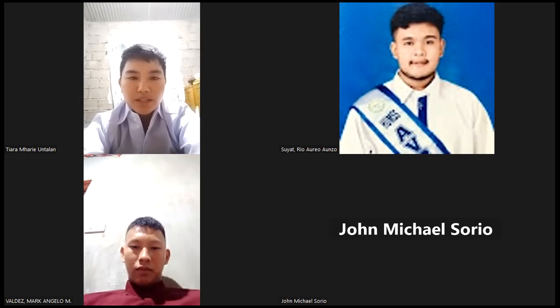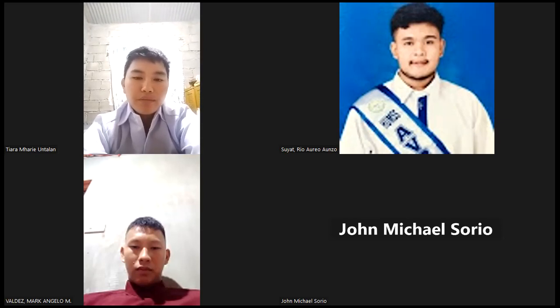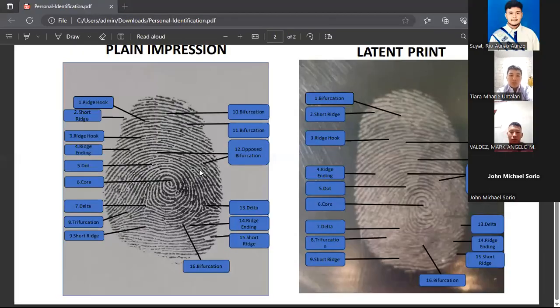Number 26. How many points of identification are found in a normal rolled impression? If more than 12 concurring minutiae are present and the fingerprint is very clear, then the certainty of identification is beyond debate.